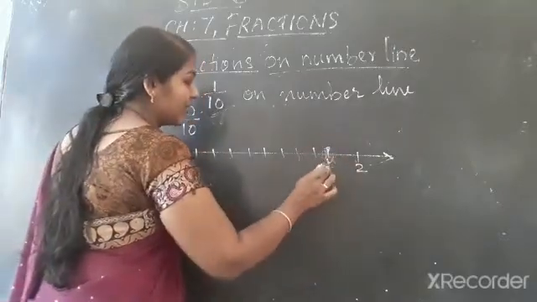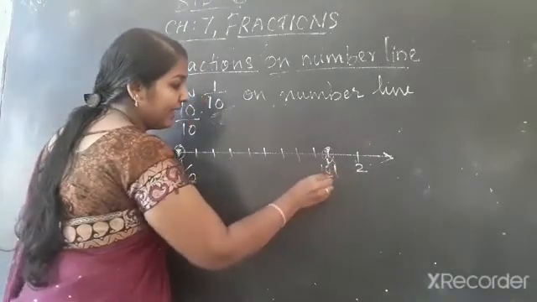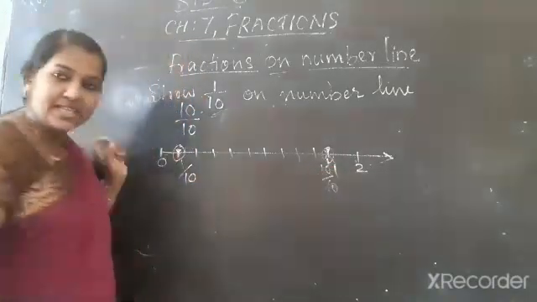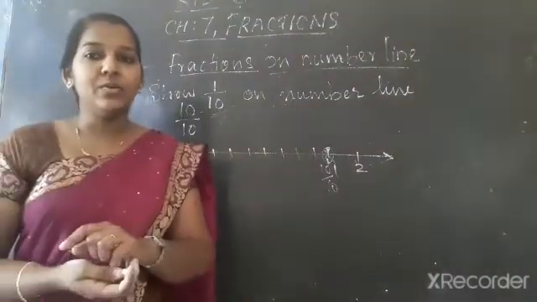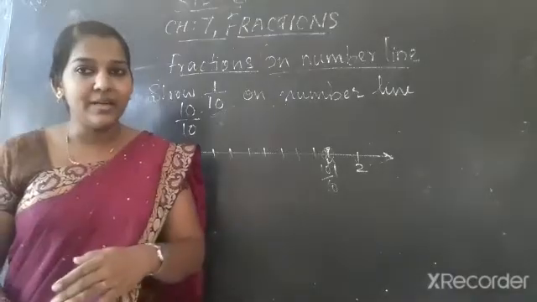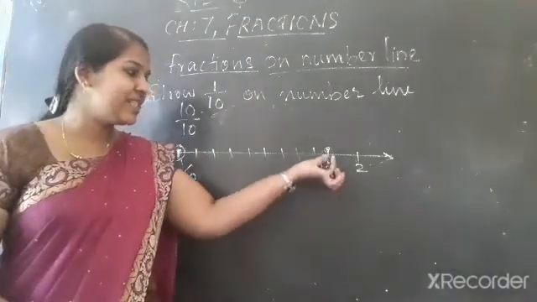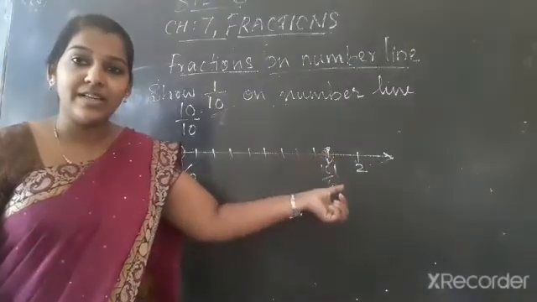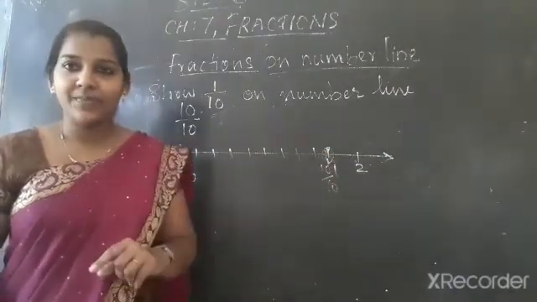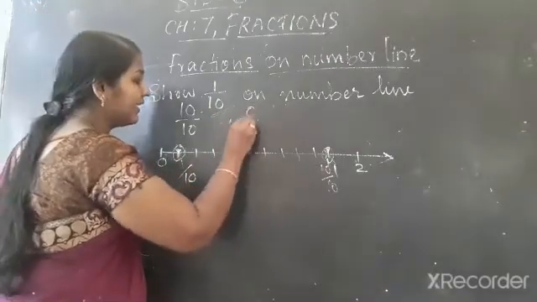So this shows 1. Here it is written 1. That is, 10 by 10 is equal to 1. Isn't it, children? 10 by 10 is equal to 1. And we know if we are dividing a number with that number itself, we will get the answer 1. So 10 by 10 is the point where we already wrote 1. Clear?